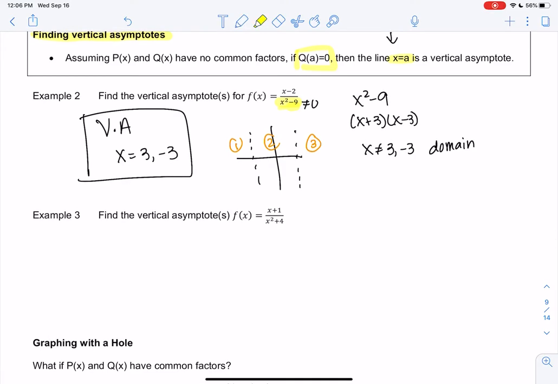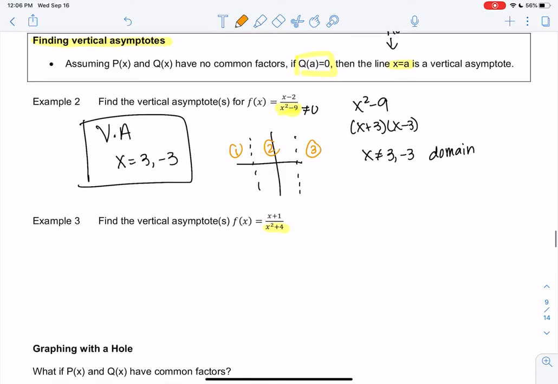Does this have vertical asymptotes? Remember, the denominator can't be zero. x squared plus 4 can't be zero, but that's never equal to zero. So that means we have no vertical asymptotes. That's it.